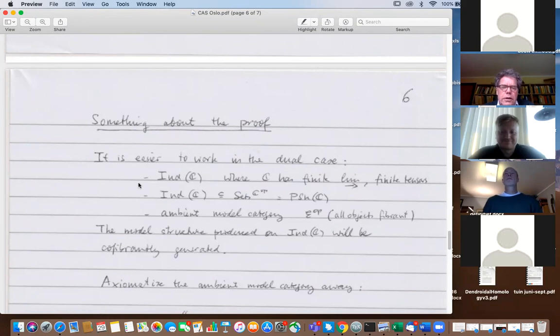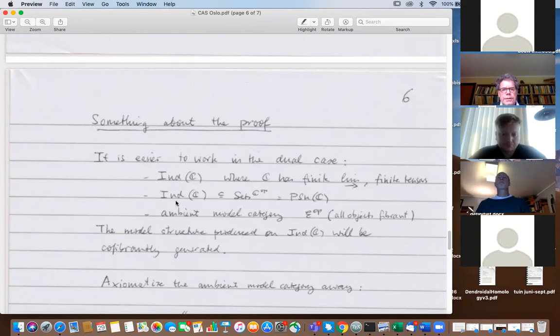Okay, so I turned everything upside down. I'm now looking at the category C with finite colimits and finite tensors. So C sits inside the simplicial category, so C should itself be a simplicial category, and has finite tensors.